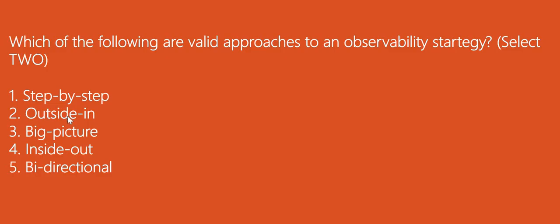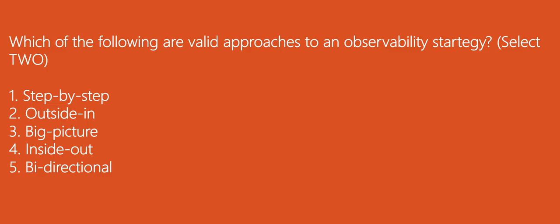So the correct answer is outside-in and inside-out. Outside-in helps you troubleshoot your workload performance, and inside-out focuses on the health of your instance. So these two approaches help you with an observability strategy. So basically, the second and fourth are the correct answers.